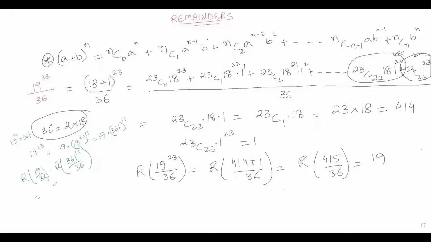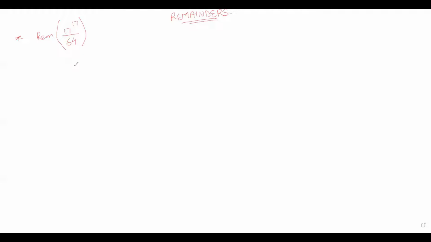So the remainder of 19 by 36 would be 19, and 361 divided by 36 will give us a remainder of 1, and 1 raised to power 11 would be 1. So this would be 1. So the final remainder would be 19 times 1, that is 19, which is the same as when we used the binomial theorem. So either we can use the binomial theorem or an alternative way to find the remainders.